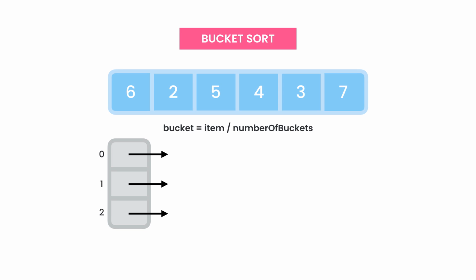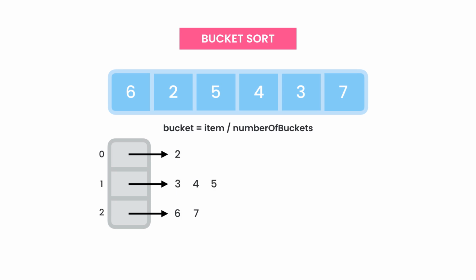Here's a simple formula for finding the bucket. We can divide the current item by the number of buckets. 6 divided by 3 is 2, so we should put it in bucket 2. Next, we read 2. 2 divided by 3 is 0, so we should go in bucket 0. Similarly, read the next 4 items and put them in the corresponding buckets.